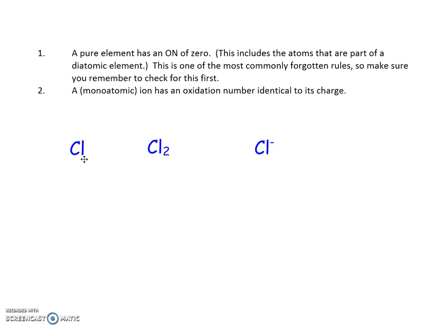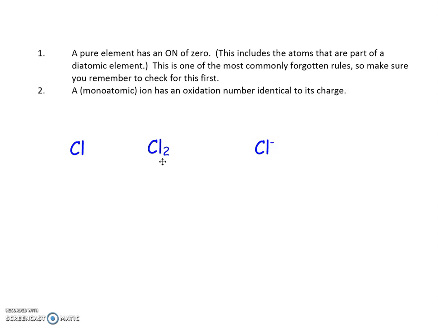So a pure element, whether it's a single atom of that element or there's multiple of them bonded together, if it is a single element, it has an oxidation number of 0. This is one of the most commonly forgotten rules. Always check this one first. The others are all dealing with if I have elements that are part of a compound.